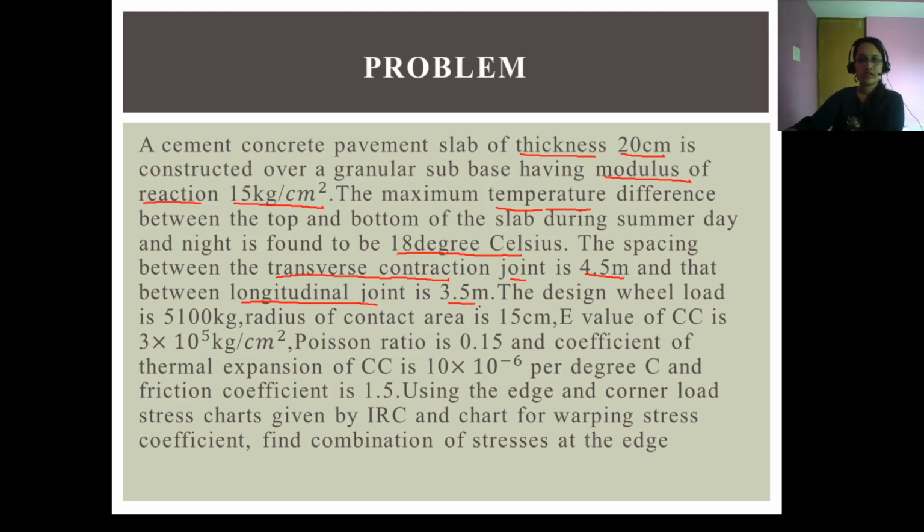The design wheel load is given to us as 5.1, and the radius of the contact area as 15 centimeters. The E value is given as 3 into 10 raised to 5 kg per centimeter square. Poisson's ratio we know is 0.15. The coefficient of thermal expansion is given as 10 into 10 raised to minus 6, and the frictional coefficient is given as 1.5. So we have to find the combination of the stresses at the edge using the edge and the corner load stress charts. Let us see how to find this.